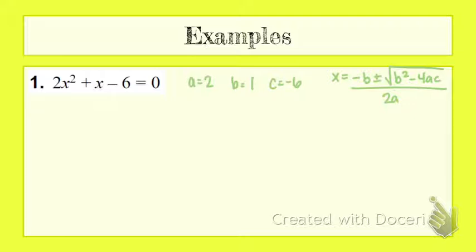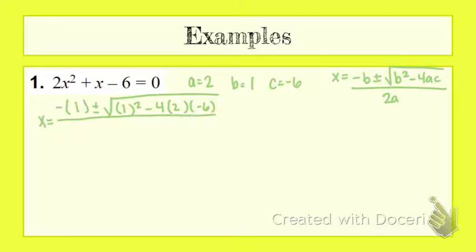All right, so x equals negative b, and b is 1, plus or minus the square root of b, which is 1, squared, minus 4 times a, which is 2, times c, which is negative 6. And remember, anytime you substitute a number in for a letter, put parentheses around it. All divided by 2 times a, which is 2. Now we're just going to simplify, and I like to look at it in 3 sections.